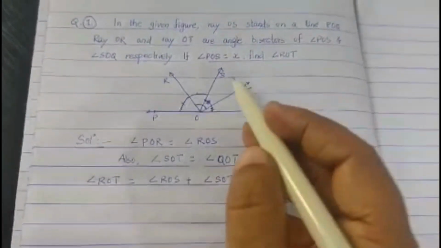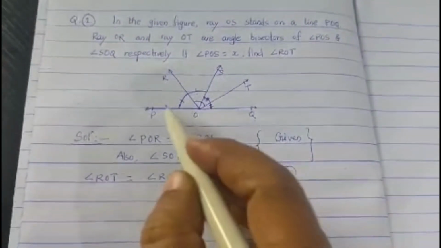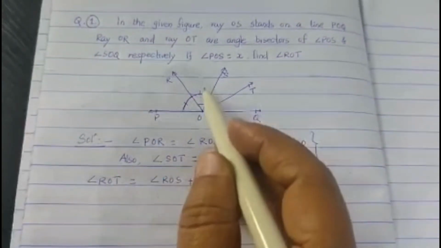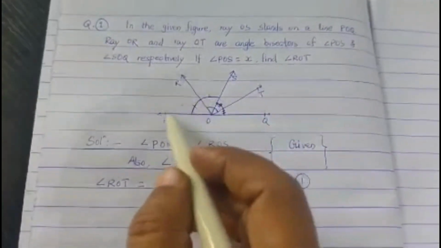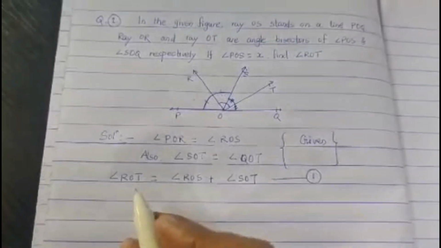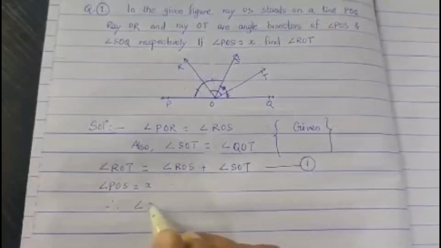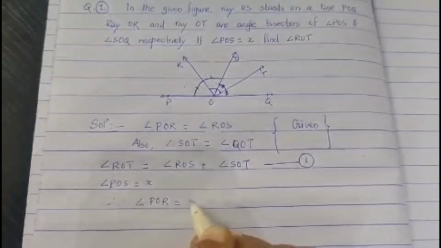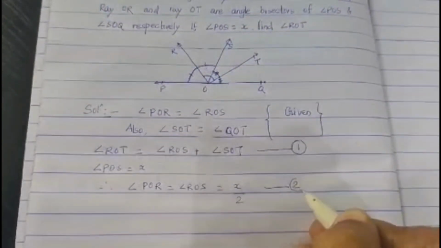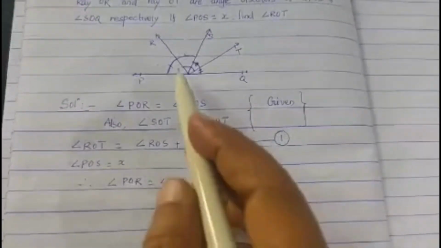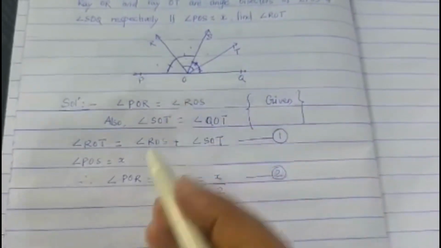And POS we have been given as angle X. So if POS is X, then POR and ROS are each X by 2, because POR is equal to angle ROS. These two are equal, so each is X by 2. Therefore angle POR equals angle ROS equals X by 2. Let's name it equation 2. Now we have to find the other one.